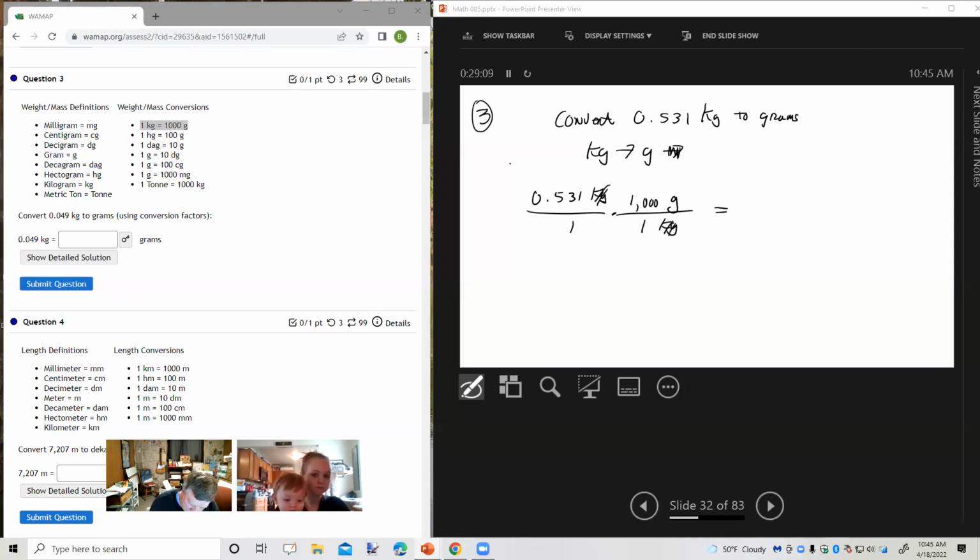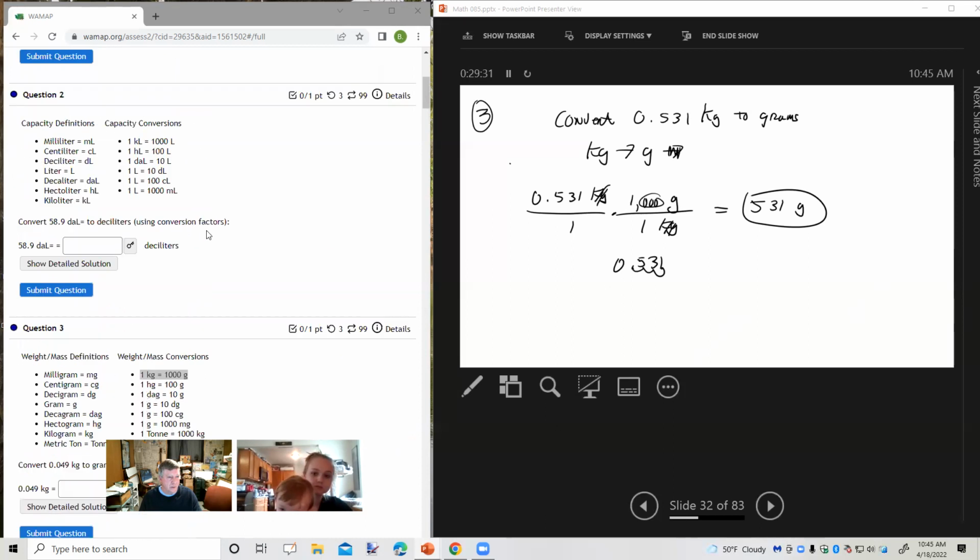So kilograms crosses out, 0.531 multiplied by 1,000. We've got 3 zeros in 1,000, so we move over 3 decimal places. So, 531 grams.